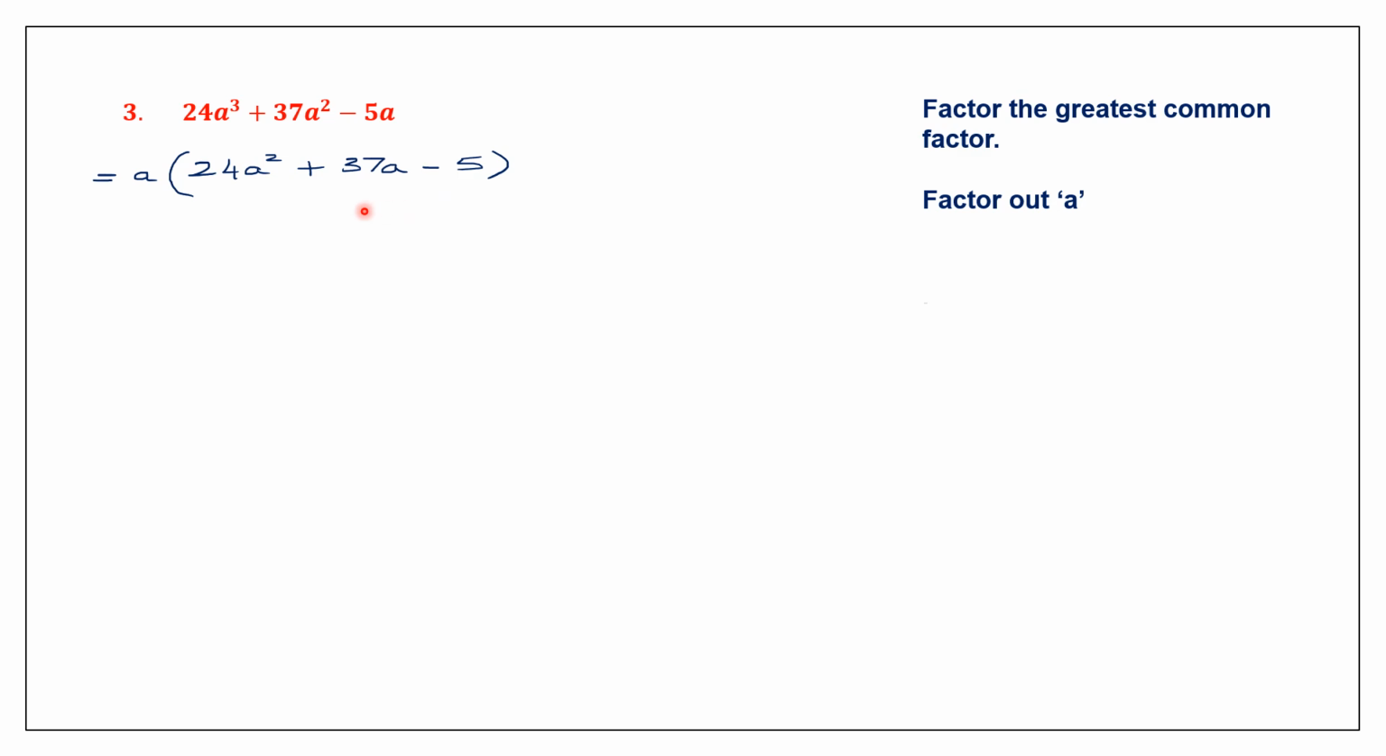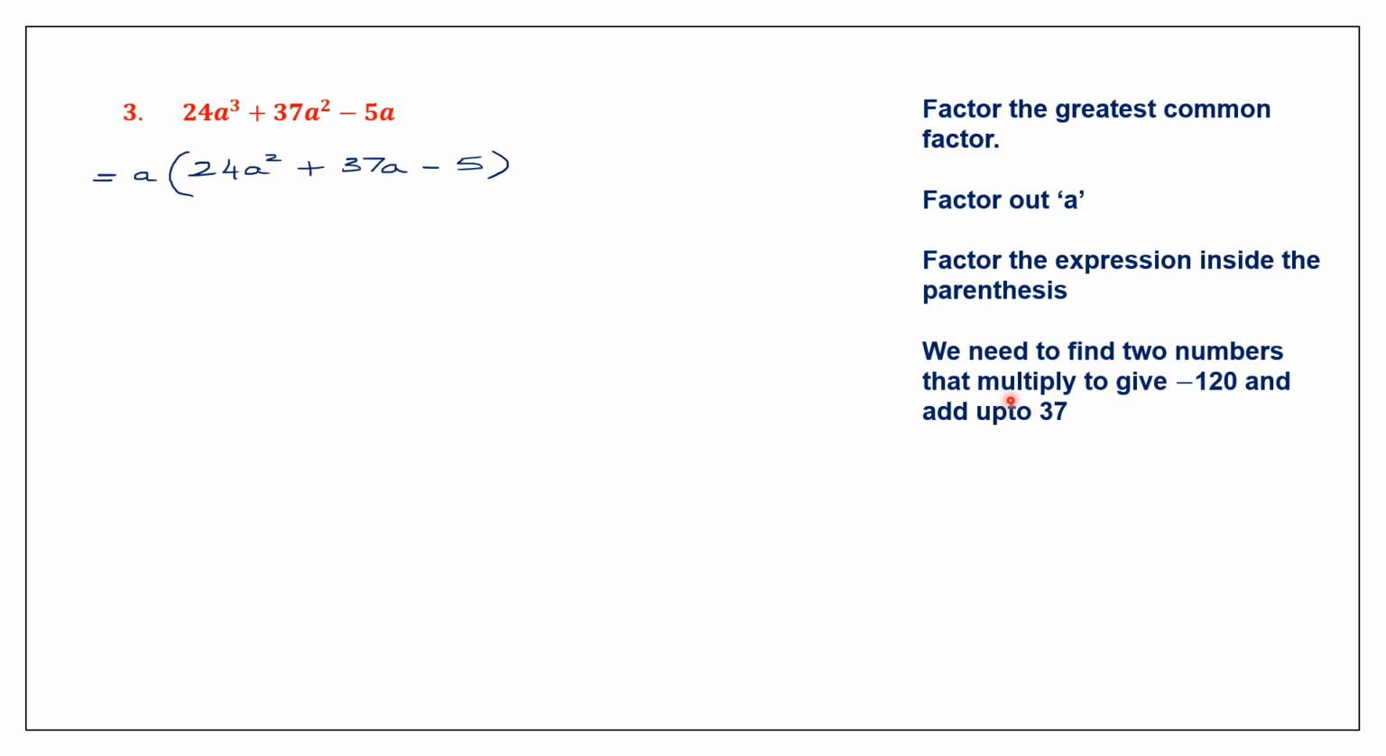Now the next step is we factor the expression inside the parentheses. So inside this, whatever we have, we're going to find the factors for this. So for that, we need to find two numbers that multiply to give us minus 120 and add up to give us 37. Now, how did we get this? So here we multiply the first term and the last term, 24 into 5. 24 into 5 is equal to 120. And since we have a negative 5 here, this will be negative 120. So that's how we got negative 120 here.